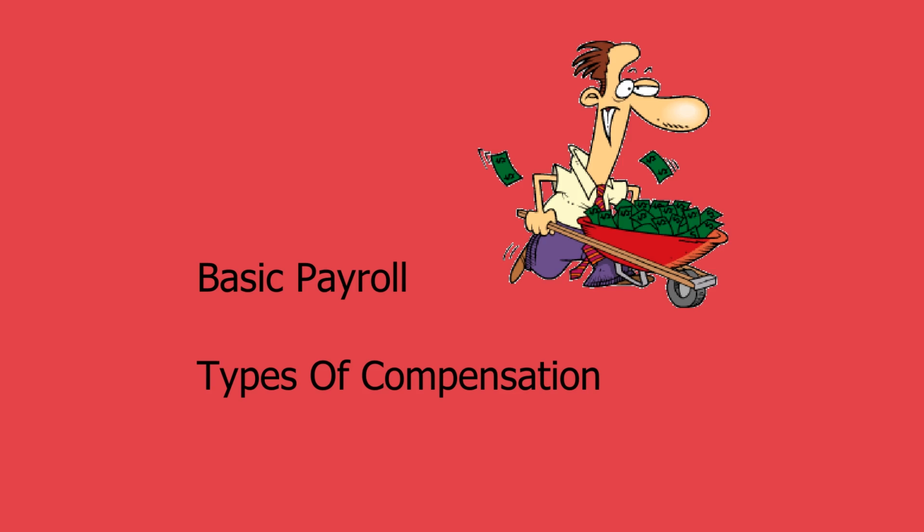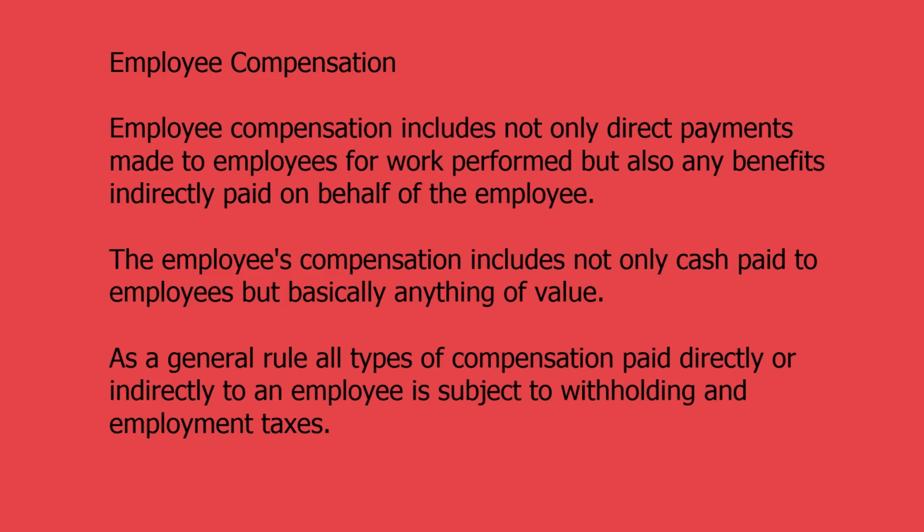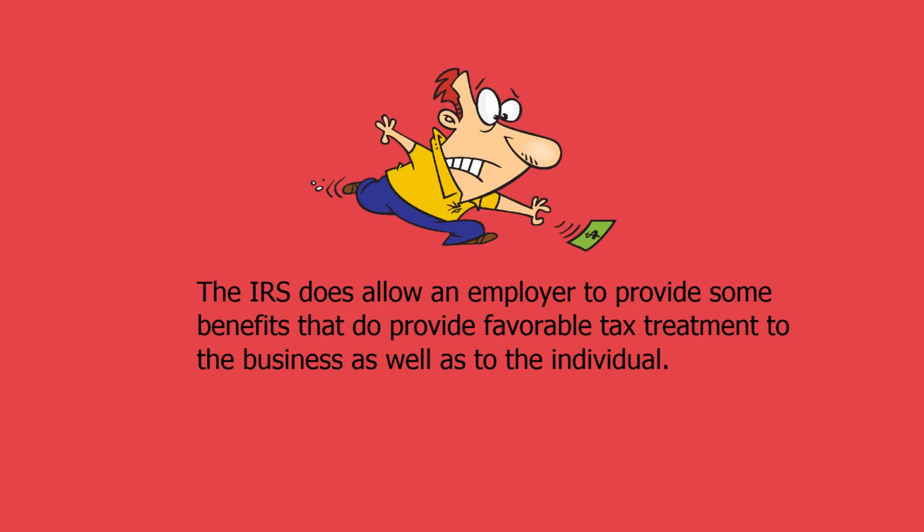Basic payroll. Types of compensation. Employee compensation. Employee compensation includes not only direct payments made to employees for work performed but also any benefits indirectly paid on behalf of the employee. The employee's compensation includes not only cash paid to employees but basically anything of value. As a general rule, all types of compensation paid directly or indirectly to an employee is subject to withholding and employment taxes. The IRS does allow an employer to provide some benefits that do provide favorable tax treatment to the business as well as to the individual.